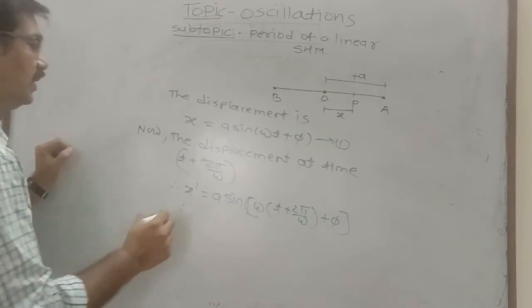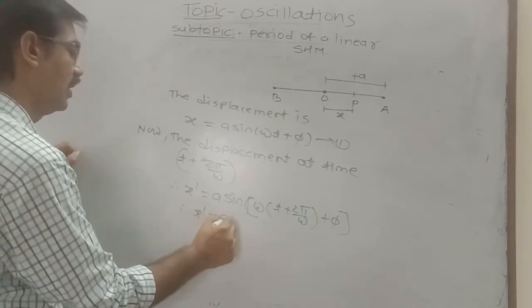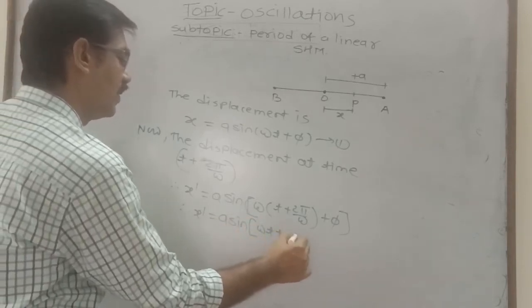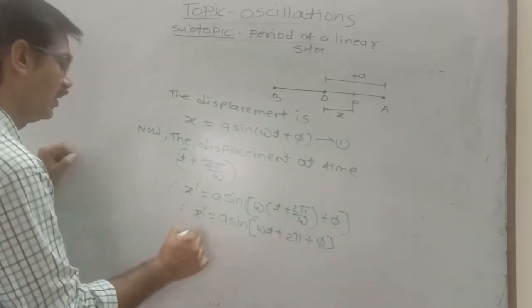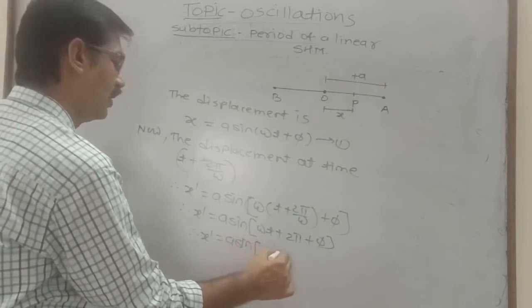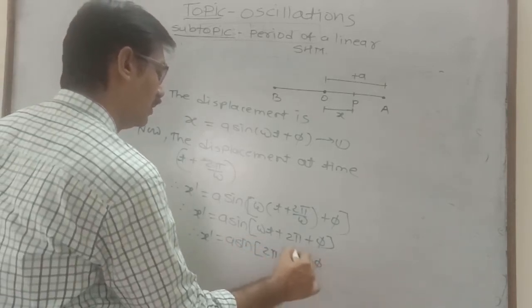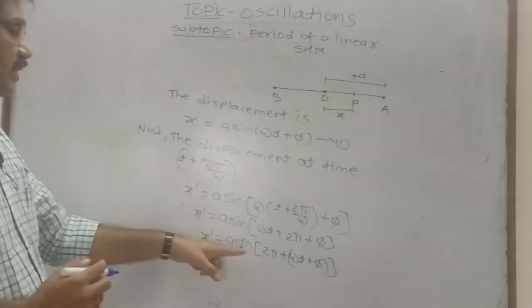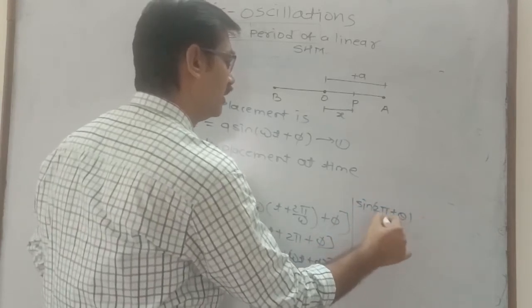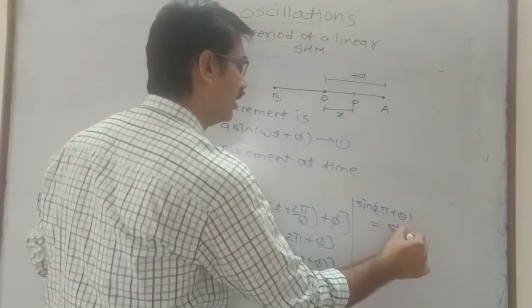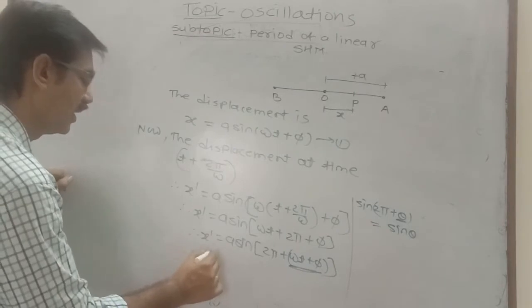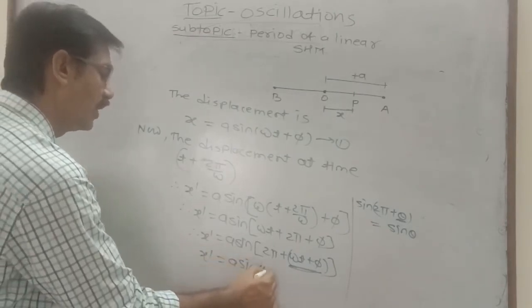Therefore x' = a sin(ωt + 2π + φ). Using the formula sin(2π + θ) = sin θ, where this angle is θ, I can write x' = a sin(ωt + φ).